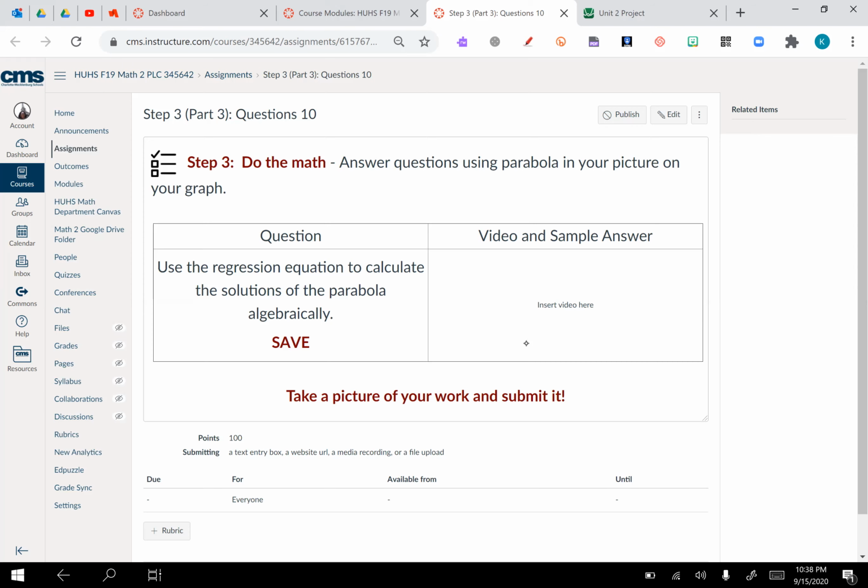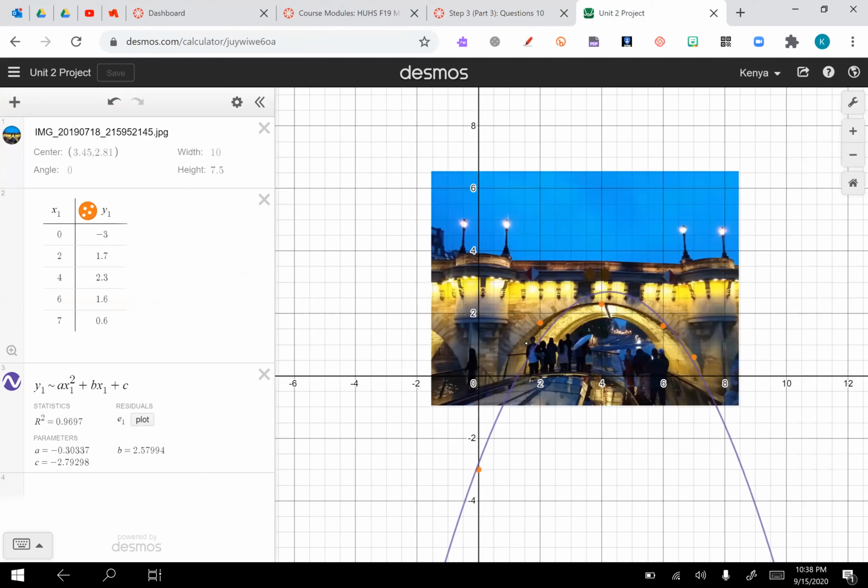Now, what does that mean, Miss Lawrence? What is a solution? Let's go to your Desmos, where your picture is stored. You already found your quadratic equation, remember, before the regression line from the last video. So a solution is going to be where the quadratic crosses the x-axis. So here's my x-axis. My x-axis is the horizontal line, and my y-axis is the vertical line. And so this parabola crosses the x-axis at this point.